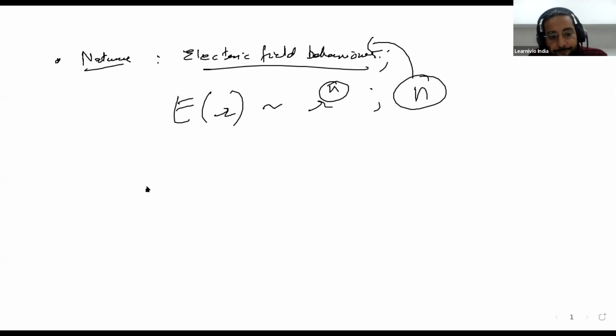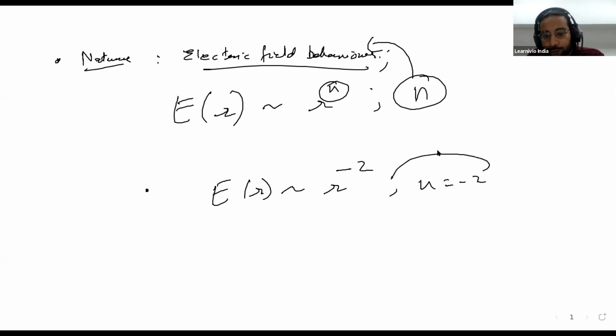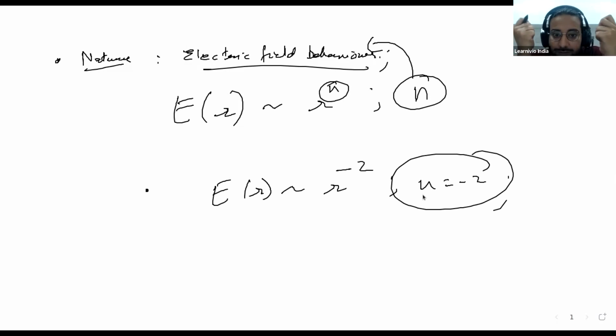So for a point charge, we already know that the electric field depends on r to the power minus 2, correct? So n is just equal to minus 2. So it has a particular behavior. The kind of behavior that we see for an electric field is because it is a 1 by r square force, or 1 by r square field. A 1 by r cube is a very different kind of field, and we'll see where that 1 by r cube comes from right now.